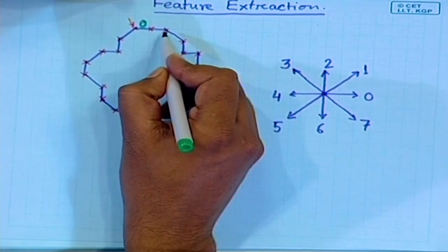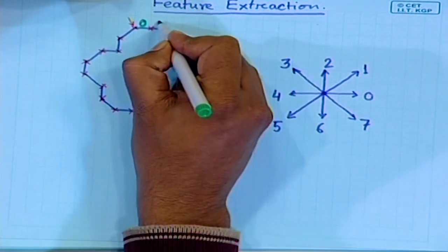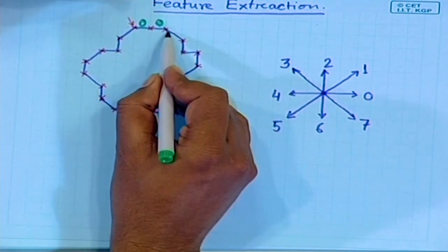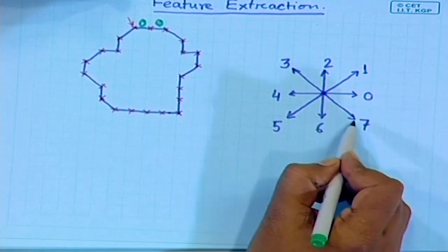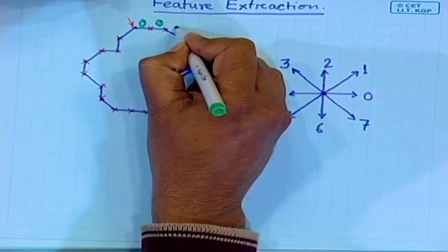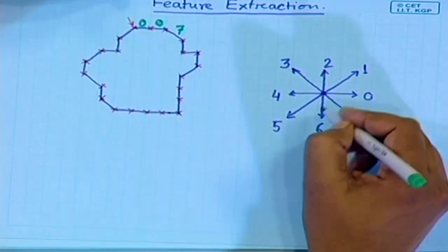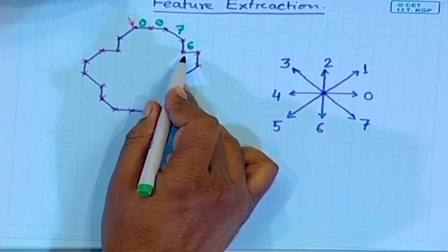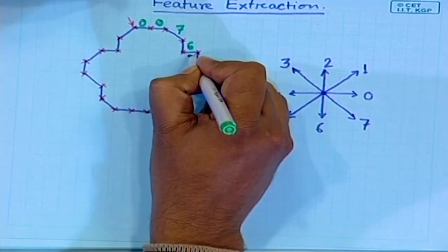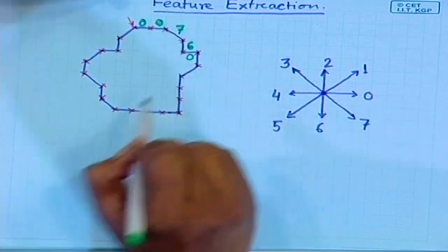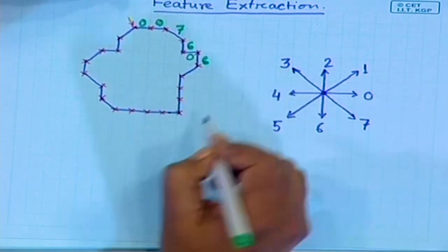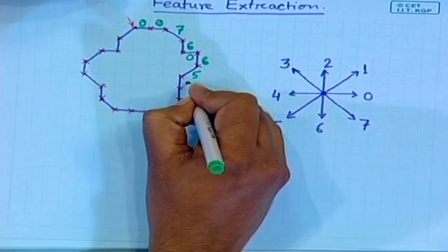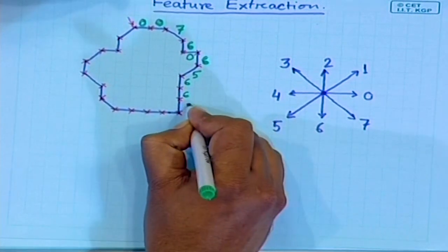Similarly, the second line segment is also in the direction of 0. So, I also put 0 over here. The third line segment is in the southeast direction, and southeast is marked as 7. So, I put 7 over here. The next movement is in the south direction, which is marked as 6. The next one is again in the direction of east, which is marked as 0. Next direction is again south, so it is marked as 6. So, this way if you continue, you will find that your chain code will be represented like this.